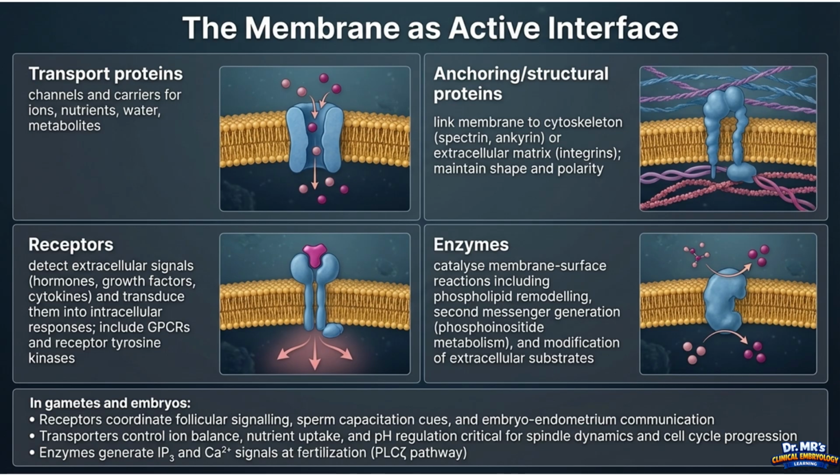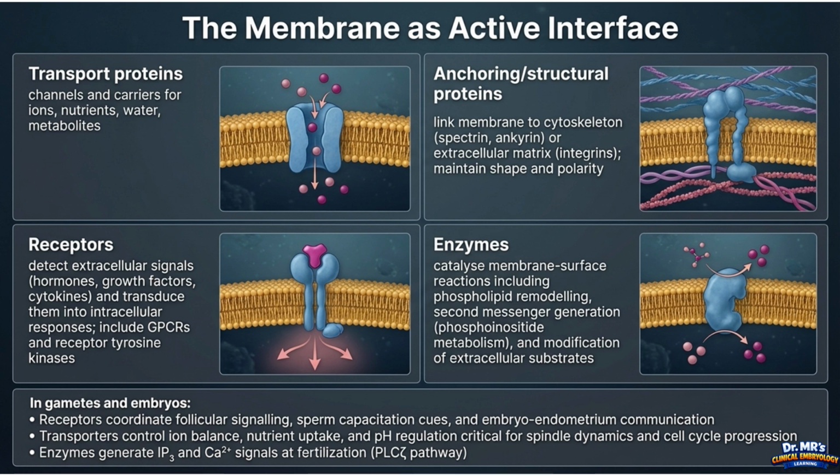Anchoring and structural proteins, our second category, link the membrane to the cytoskeleton inside the cell and to the extracellular matrix outside it. Spectrin and ankyrin connect the bilayer to the internal actin network. Integrins span the membrane and simultaneously bind cytoskeletal components inside and extracellular matrix proteins outside, making them mechanosensors that transmit physical information bidirectionally. Without these anchoring proteins, cells would lose their shape, polarity, and mechanical integrity.